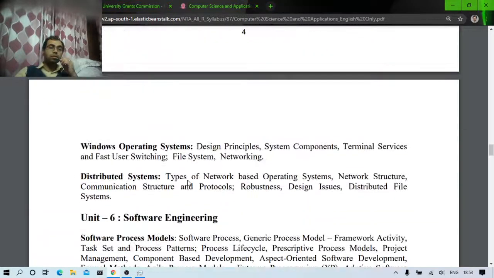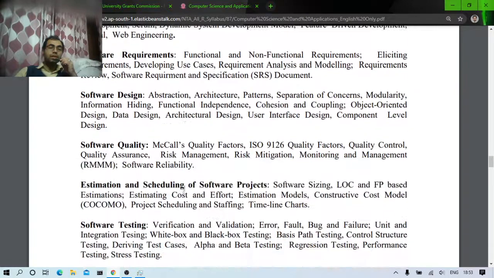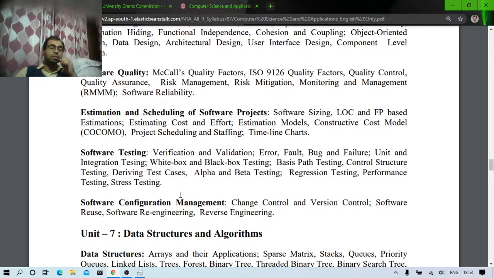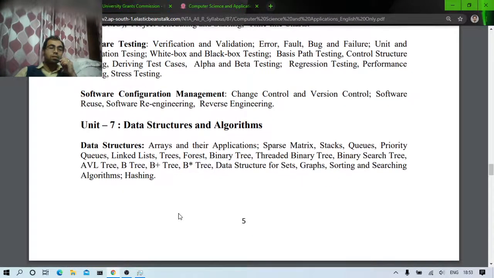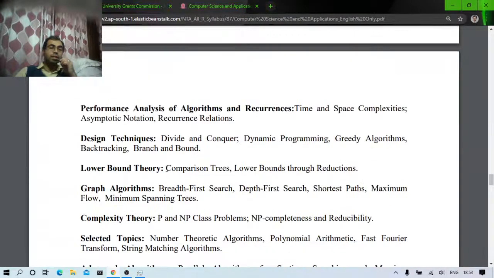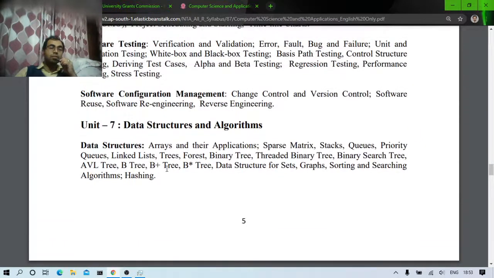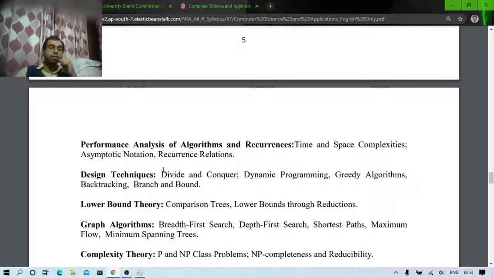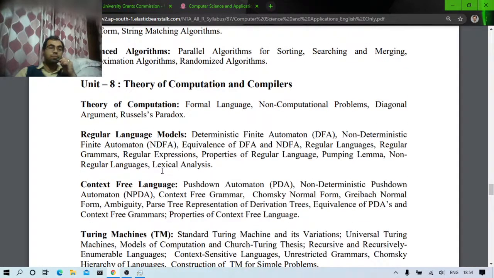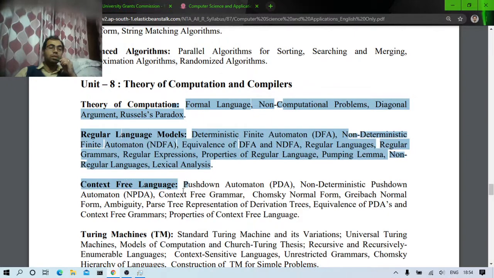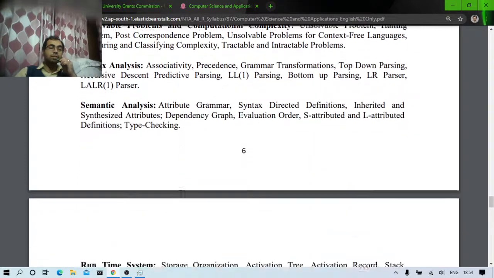So software engineering will come for 10% marks in the UGC NET exam, but it is not there in the GATE exam. Data structures and algorithms is there in the UGC NET exam for 10% marks. In the GATE exam it will be for 15% marks. Theory of computation and compilers, automata, this will be for 10% marks in the UGC NET exam and 10 to 15% marks in the GATE exam.